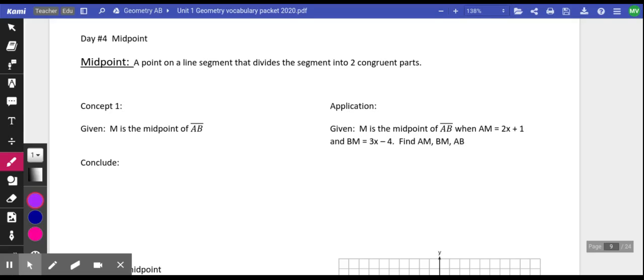Hey everyone, today's video is on midpoint. So the midpoint is a point on a line segment that divides the segment into two congruent parts.